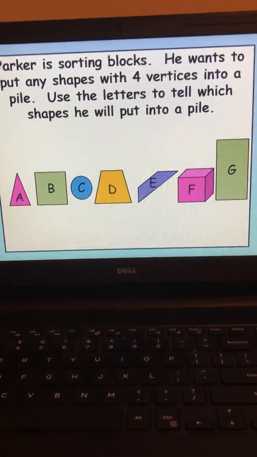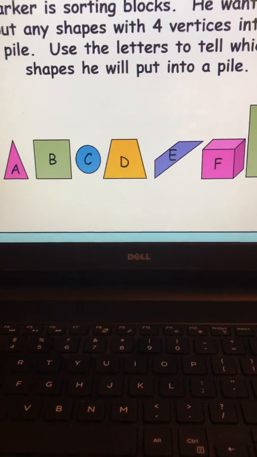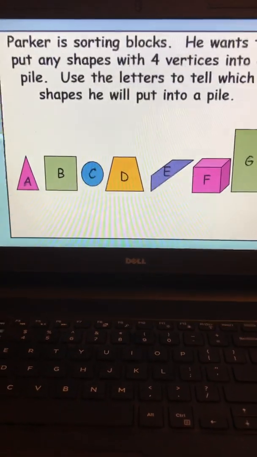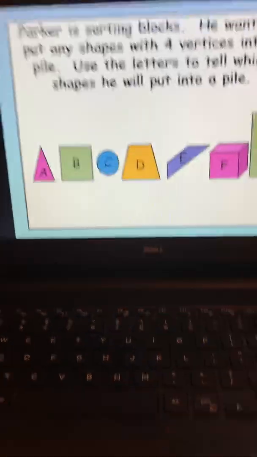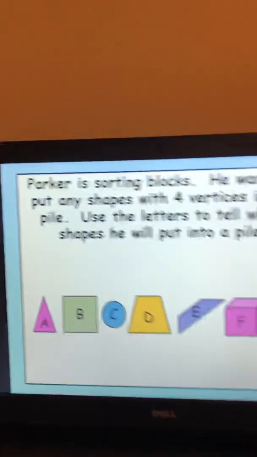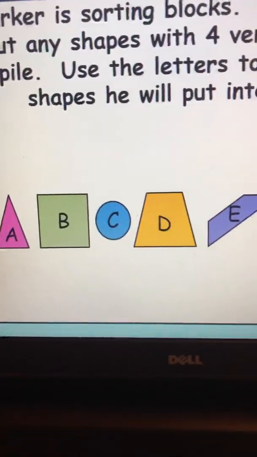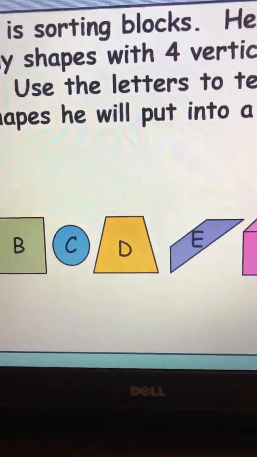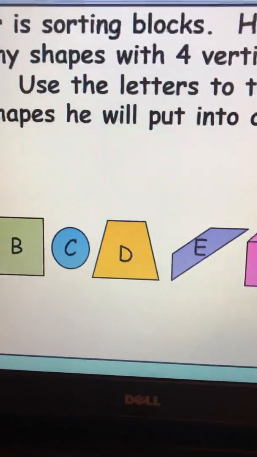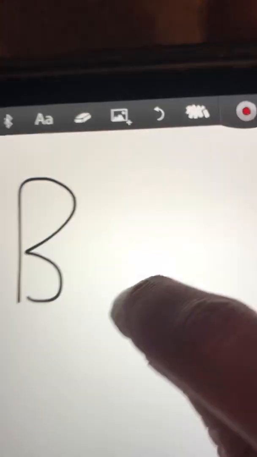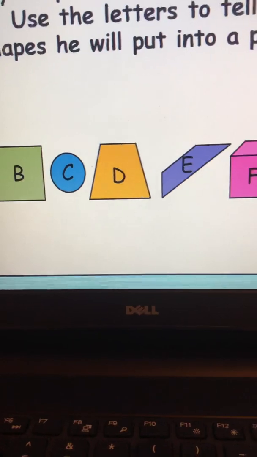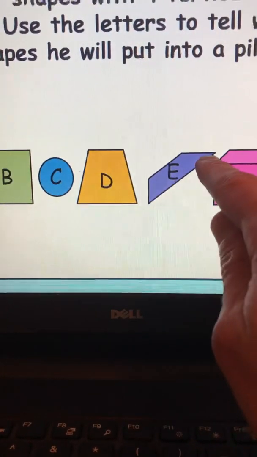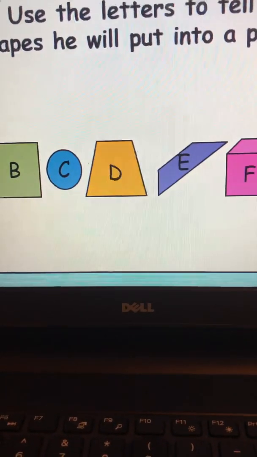Let's start with A. A triangle just has 3 vertices, so not A. B, 4 vertices, so that's going to be one of them. C is a circle, doesn't have any. D, the trapezoid, also has 4. Let's take a look at E. Also 4 vertices.